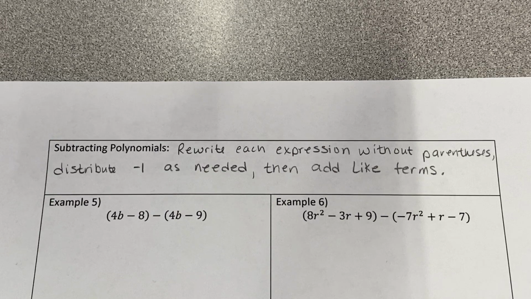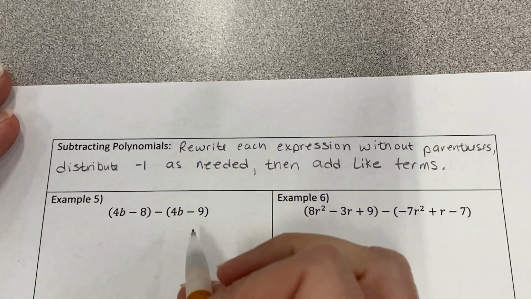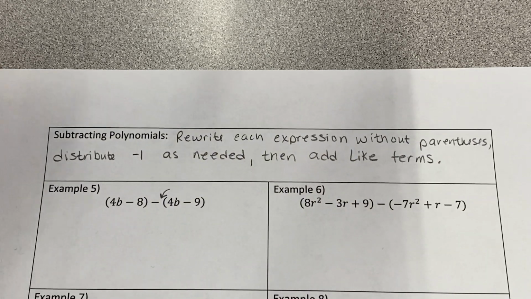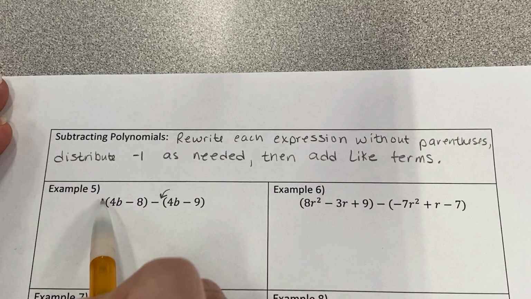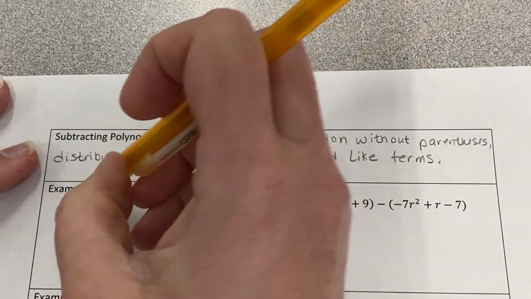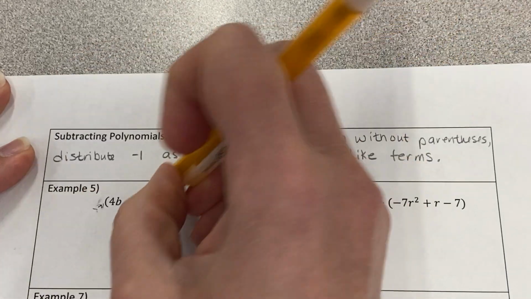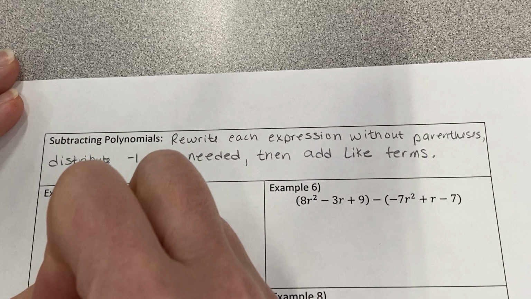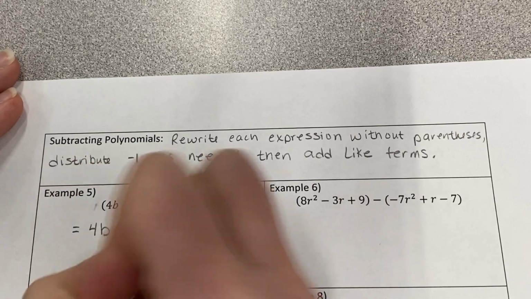Okay. And if you need more time to write, just pause me. So looking at example 5, there's an invisible 1 right there again. So that's the negative 1 I have to distribute. In front of this set of parentheses, there's an invisible positive 1, but distributing that wouldn't change anything anyway. So what we get when we do that is 4b minus 8.